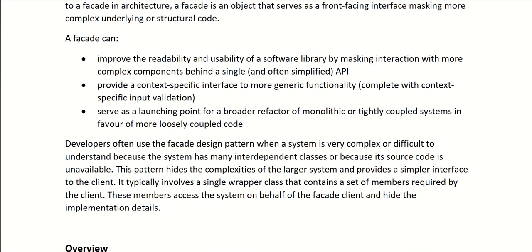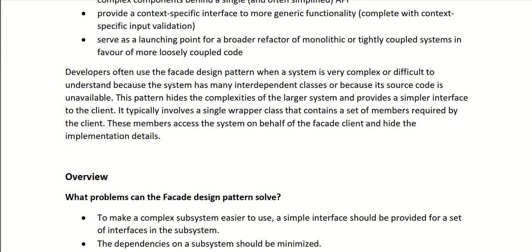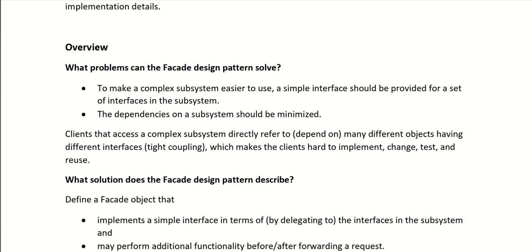So developers often use the facade design pattern when a system is very complex or difficult to understand because the system has many interdependent classes or because its source code is unavailable. This pattern hides the complexities of the larger system and provides a simpler interface to the client. It typically involves a single wrapper class that contains a set of members required by the client. Okay, these members access the system on behalf of the facade client and hide the implementation details. Okay, so overview, what problems can the facade design pattern solve?